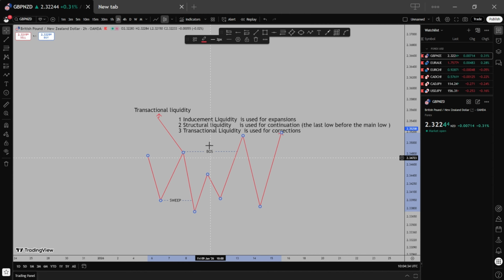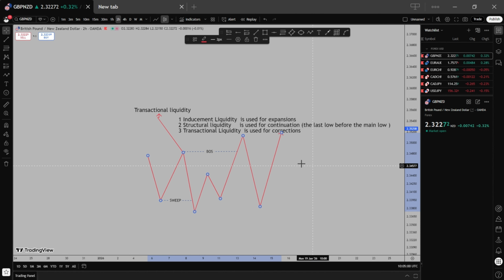Moving on to the next liquidity would be structural liquidity, which is a very strong liquidity which I use for my setups. So basically, structural liquidity, like I said before, is used for concentrations, and it is the last low before the main low or the last high before the main high.